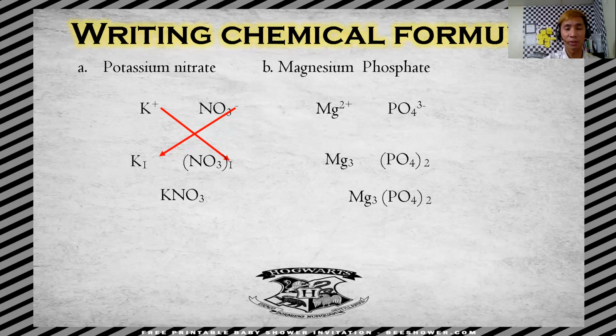Okay? Next one is magnesium phosphate. Yan, so yung 2 ng magnesium napunta kay phosphate. Tapos yung oxidation number ni phosphate na 3 napunta kay magnesium. So we have magnesium phosphate. Dahil wala naman tayong dapat i-cancel dyan, parenthesis yan kasi more than 1. So kapag ang subscript is more than 1, and then we have this polyatomic ion, we are going to use parenthesis. Okay, that's why we have PO4 in parenthesis 2.